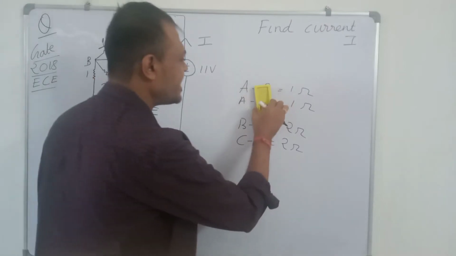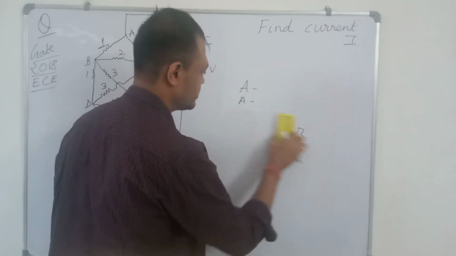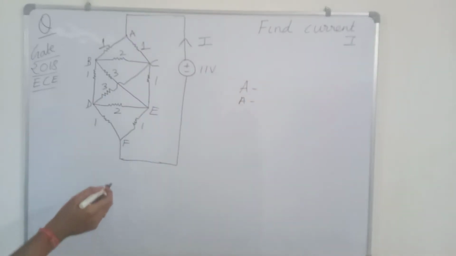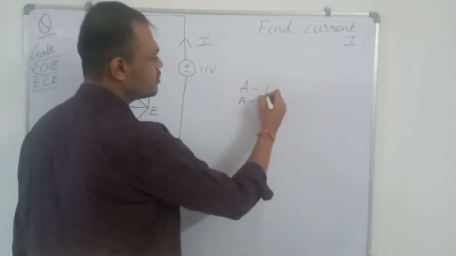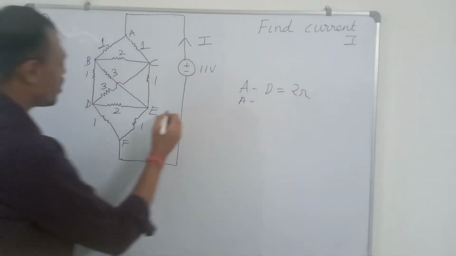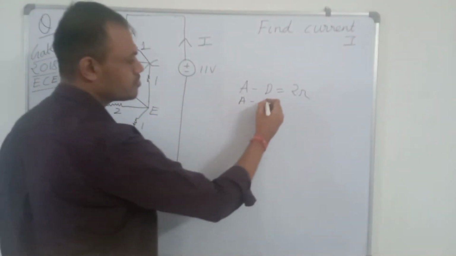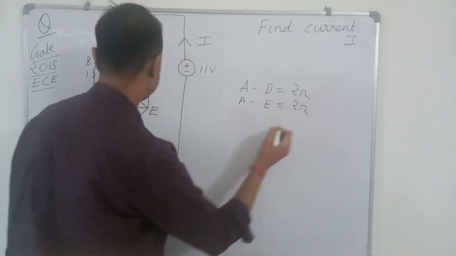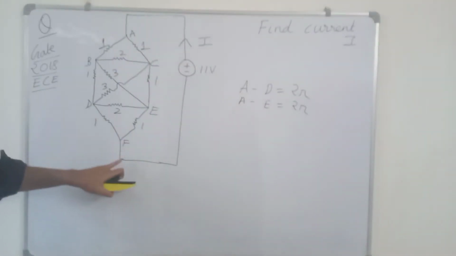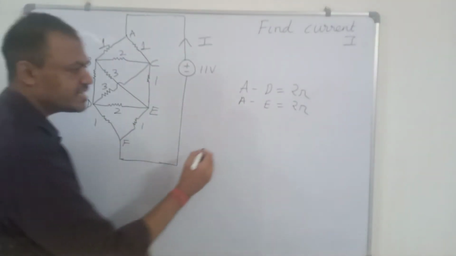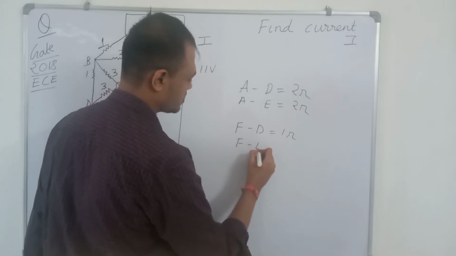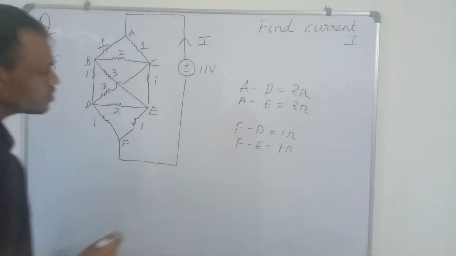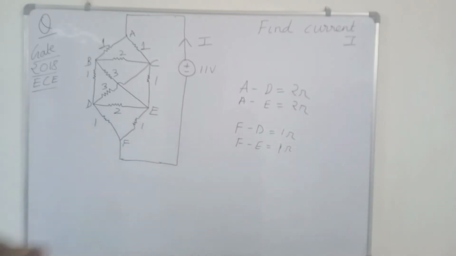Now similarly D and E are also equipotential points, because from A to D the distance is 2 ohm, and from A to E the distance is 2 ohm. From D to F the distance is 1 ohm and from F to E the distance is 1 ohm. So D and E are also equipotential points.